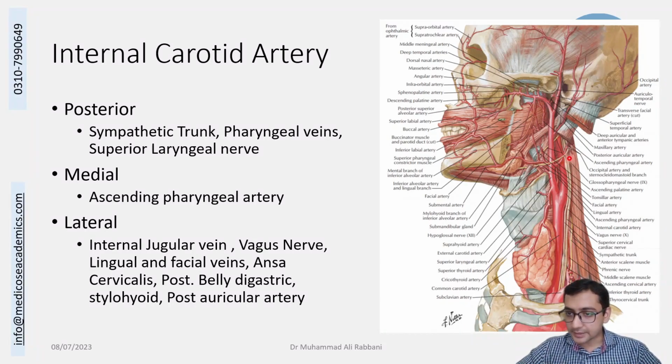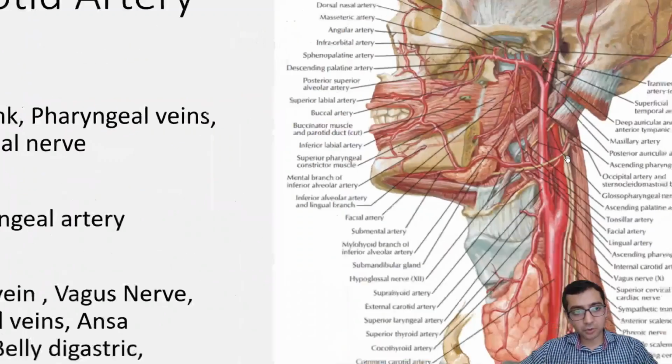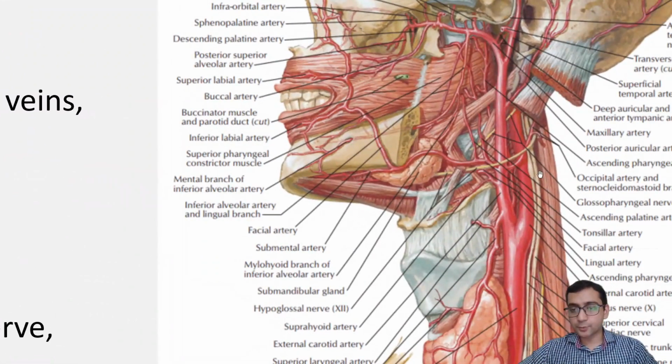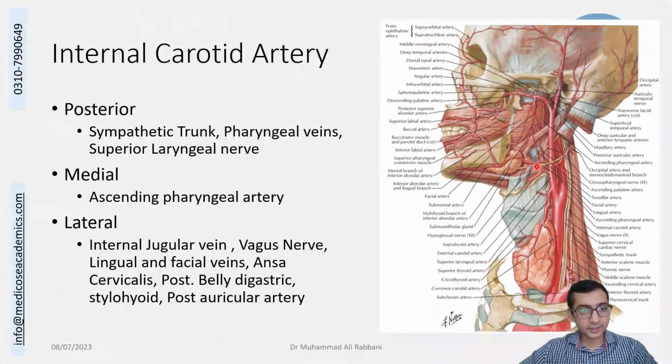On the back, there are these nerves running. There is a sympathetic chain that is running on the back of it, and on the posterior aspect the superior laryngeal nerve is running behind it, because the vagus nerve is running a little posteriorly to it, and the other muscles are behind.